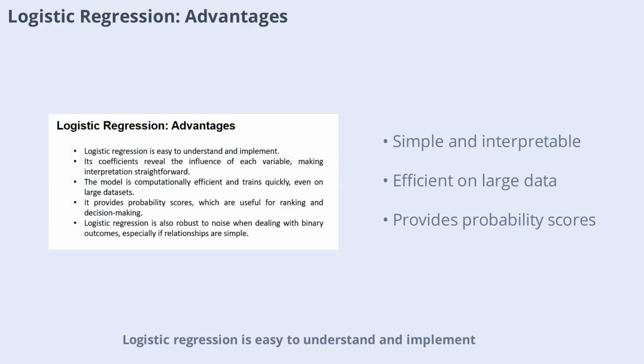Logistic regression is easy to understand and implement. Its coefficients reveal the influence of each variable, making interpretation straightforward. The model is computationally efficient and trains quickly, even on large datasets. It provides probability scores which are useful for ranking and decision-making. Logistic regression is also robust to noise when dealing with binary outcomes, especially if relationships are simple.